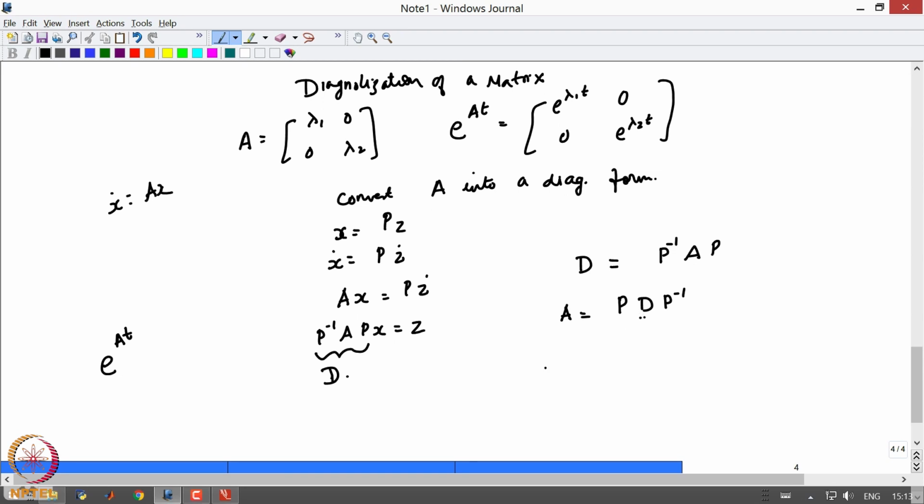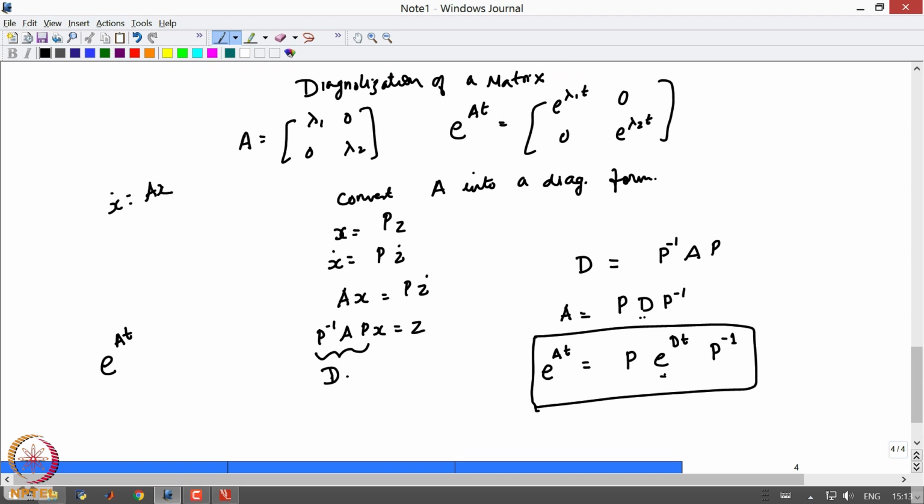Okay. Now, it turns out, this is a small proof, e power A t is P e power D t, which is easy for me to compute, times P inverse. Okay. So, this is actually a more computationally efficient way of computing e power A t via the diagonalization. Okay, this actually will be a z here. So let us see if we can actually prove this. So, I know that x of t is e power A t times x of 0.